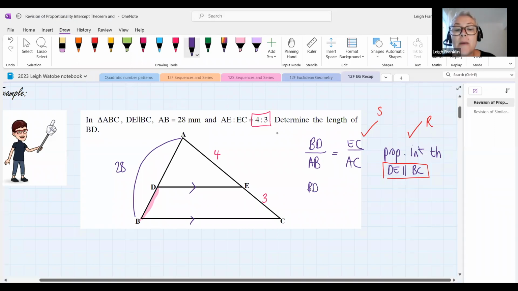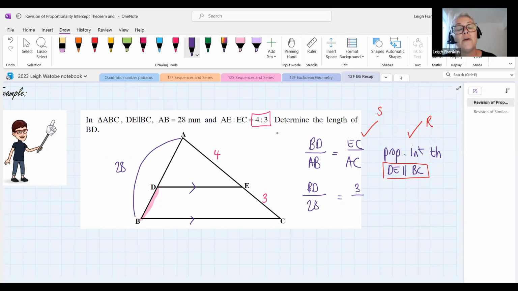BD is my unknown. So BD over AB, which is 28, is equal to EC, which is 3, over AC, which is the whole thing. I get the 7 by adding the 4 and the 3 together, so that's why I'm going to write 7 over there. Next step, I need to cross multiply. BD is the subject of the formula, so this is going to end up being 3 times 28 over 7. And that means that BD is equal to, who's got a calculator on them?